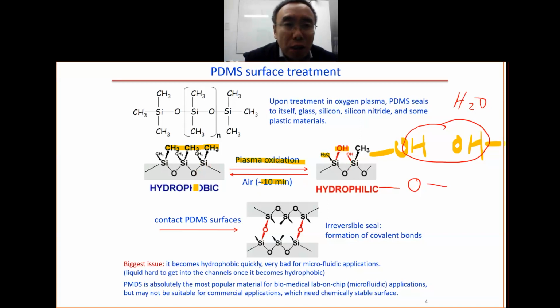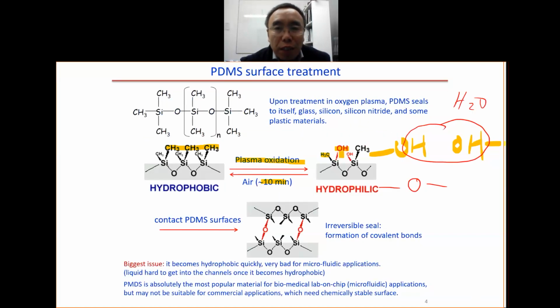So as a result, this material is usually only good for research. Most of the research for microfluidics is done using the PDMS. But for commercial products, this is not very good because you cannot maintain the hydrophilic surface. You need this oxygen plasma treatment. So the unstable surface is not good for commercial application, but this one is very good for research.